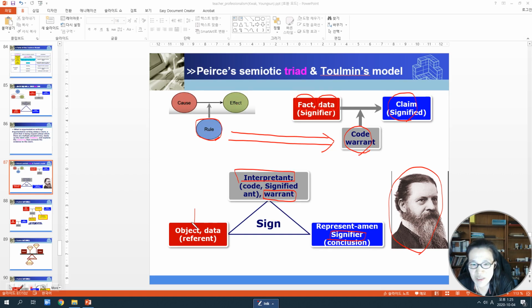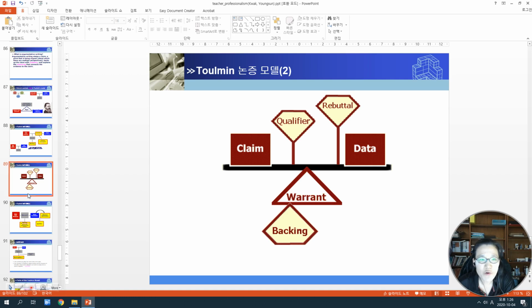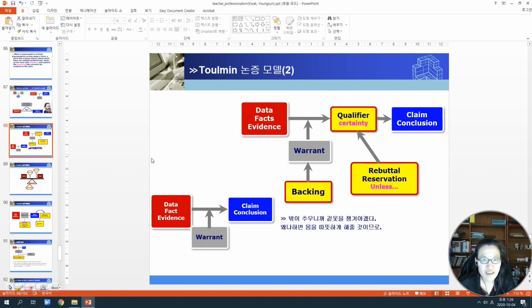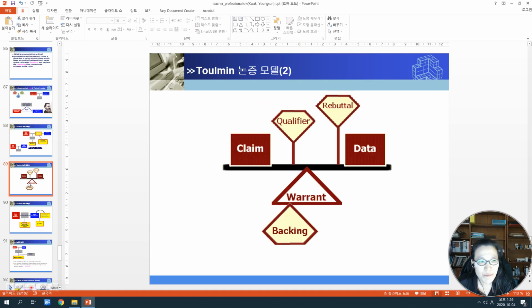Whenever you say you saw something and you call it something, there is your own code. There is a warrant, or you could also say there is reasoning behind that naming or behind that interpretation. So there are three components in Toulmin's argumentation model: data, claim, and warrant. And these are the primary components. And there are extra components, the so-called secondary components, which are backing, rebuttal, and qualifier. So try to remember these components. It's like balancing. Starting from data and going to claim, there is a warrant. There is an additional warrant, which is called backing.